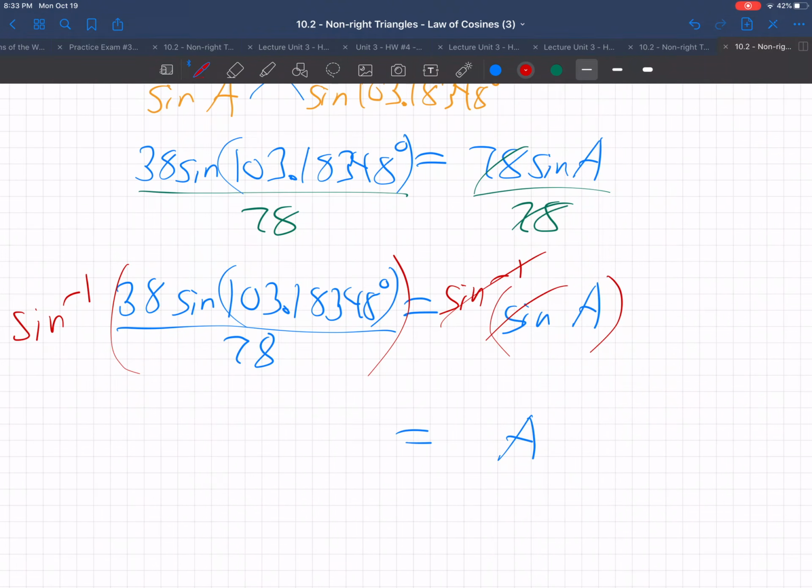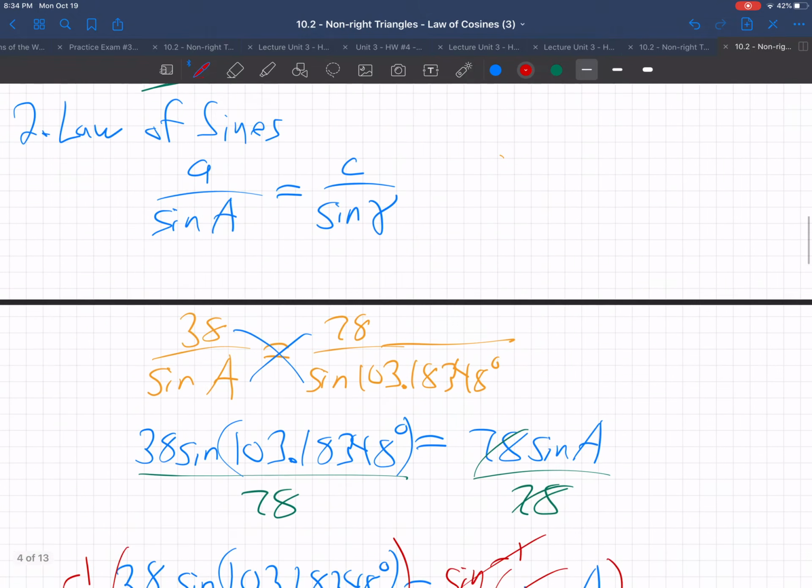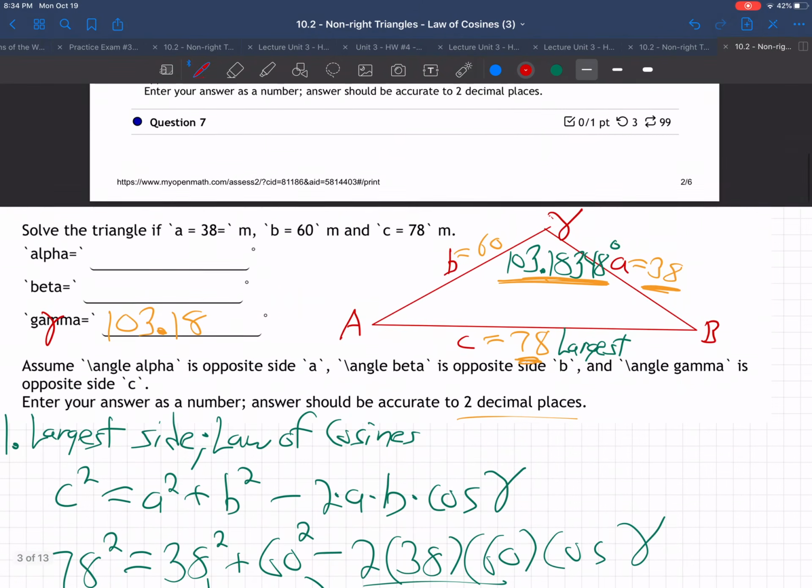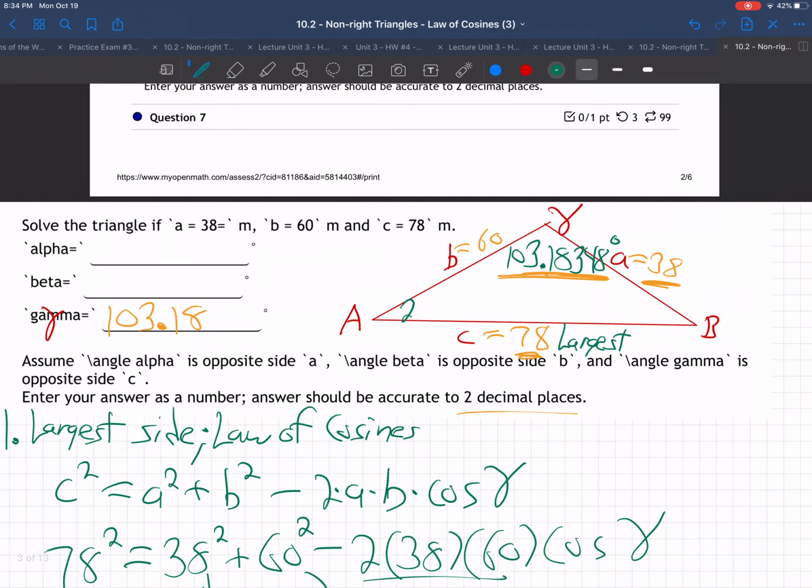So sine inverse of that. Okay, I'm getting 28.31637 degrees for capital A. 28.31637, so it's right here. That's alpha, so they want me to round that to two places when I put in the answer, 28.32, but I'm going to use the longer version now.